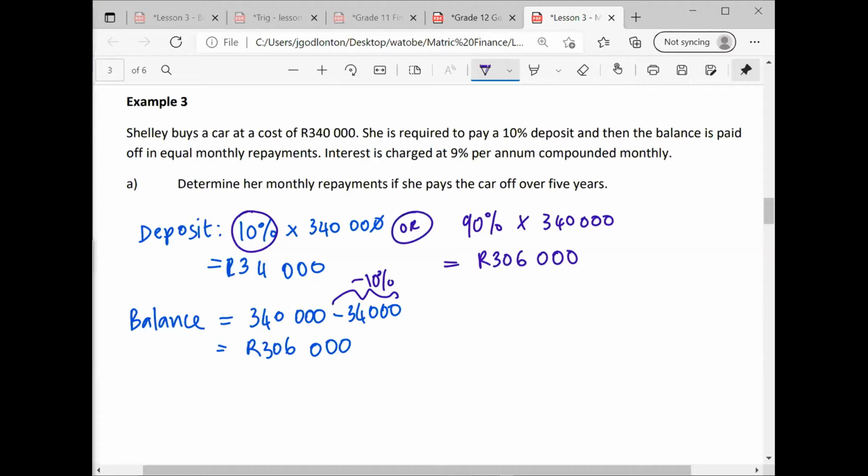Now that we have the amount that she owes, can everyone please work out what her monthly repayments would be? So think about what your I is, what your N is, and what your P is. I would love it if someone could talk us through that question. So once you have an answer, you are welcome to unmute yourself and talk us through how to do this question.